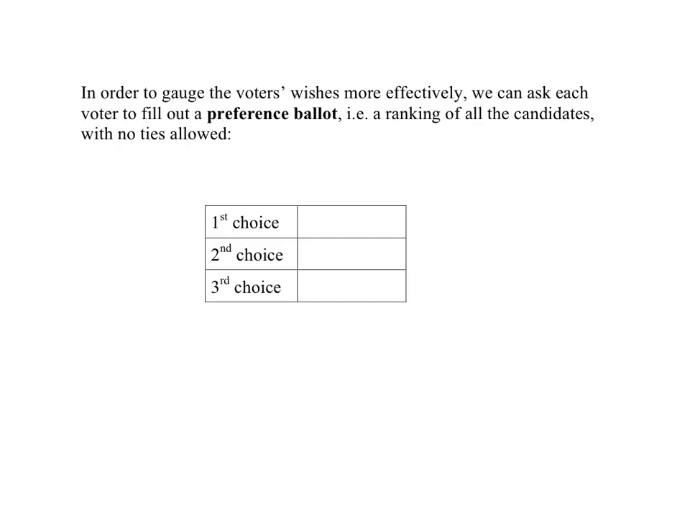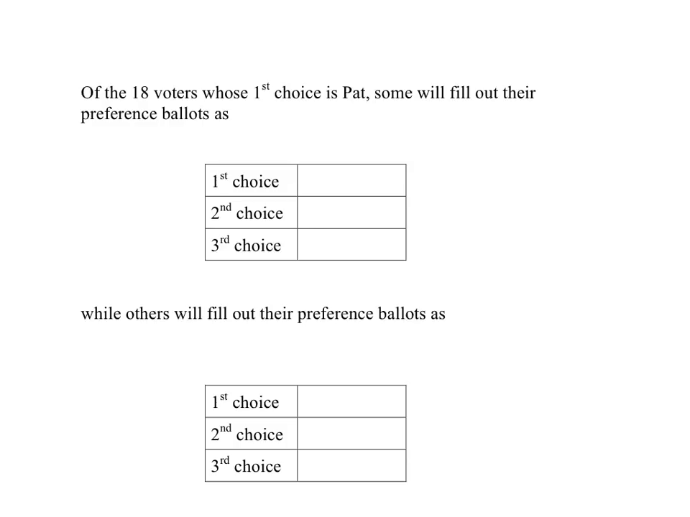Now, this kind of ballot is actually used in a number of elections. For example, in certain mayoral elections in American cities, and in the Australian House of Representatives. There is a small but growing movement to use such ballots in national-level elections in the United States. So let's look more closely at what this means. Of the 18 voters whose first choice is Pat, some will fill out their preference ballots as Pat, Sam, Alex. Others will fill it out as Pat, Alex, Sam.